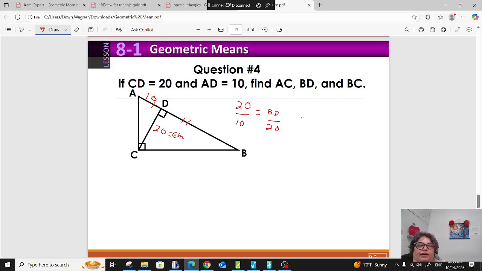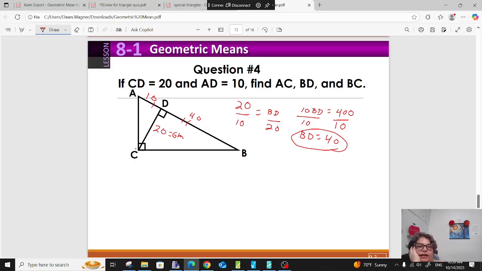So this would be cross multiplying: 10 times BD has to equal 400. I divide both sides by 10. What does BD equal? 40. So it made sense to find BD first.